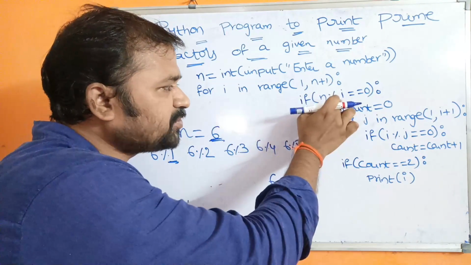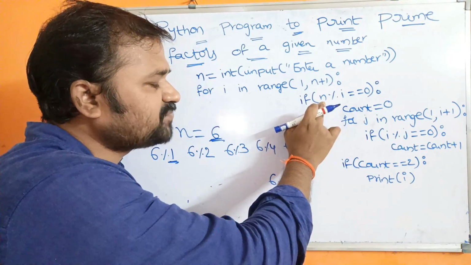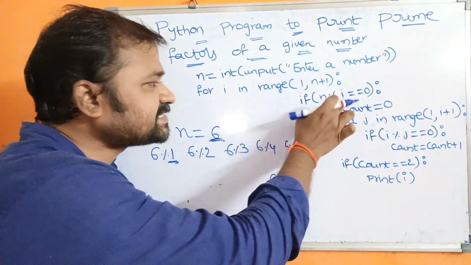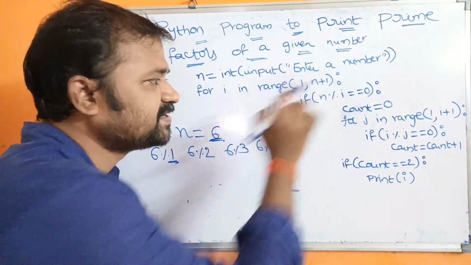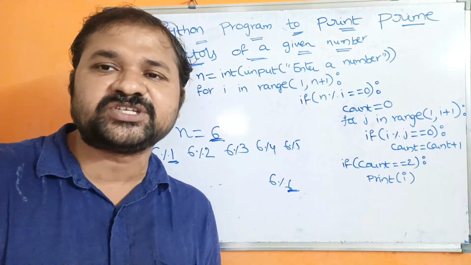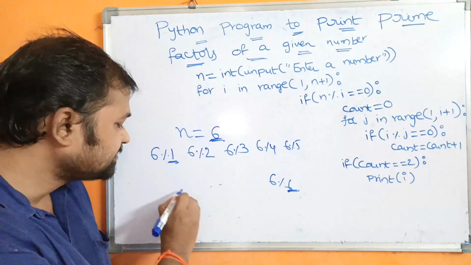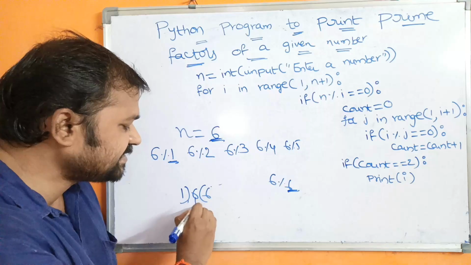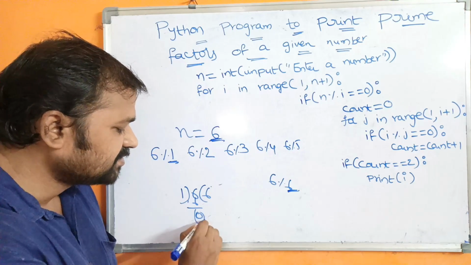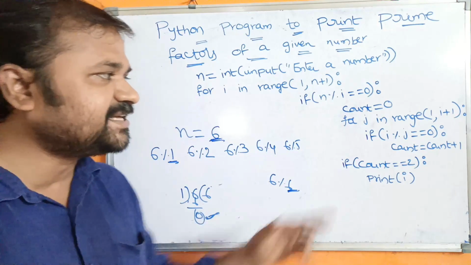So 6 modulo 1. The initial value of n is 6, and the initial value of i is 1. So 6 modulo 1 double equal to 0. The condition is true. 1 sixes are 6, so 6 minus 6 means 0. So 0 is the remainder. So we can say that 1 is a factor.